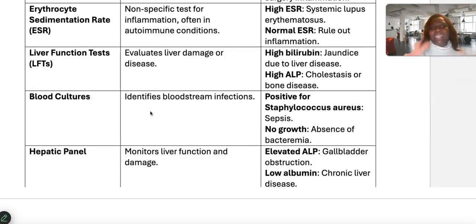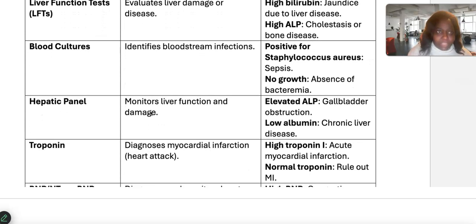What about erythrocyte sedimentation rate? It is a non-specific test for inflammation. What does it do? It's often seen in autoimmune conditions. So when we have a high ESR, what does it mean? It means that we may have systemic lupus erythematosus, and then if we have a normal ESR, then it's a good way to rule out what? Inflammation.